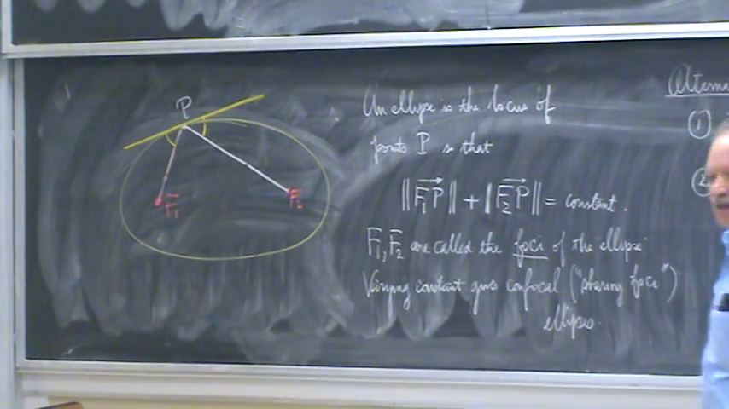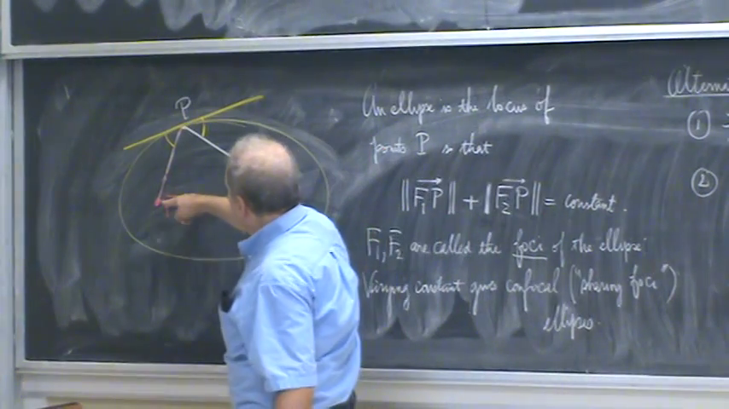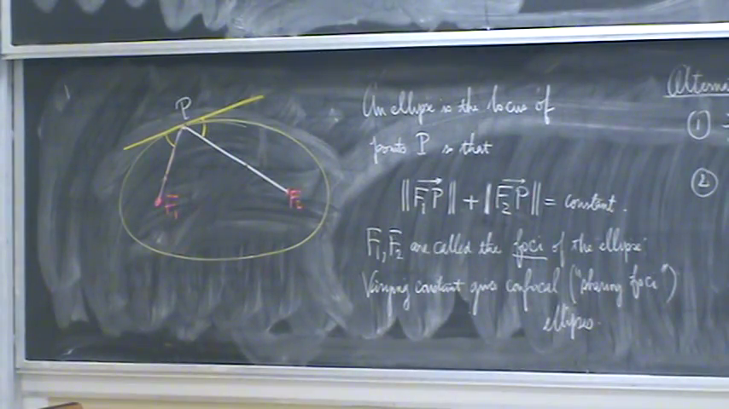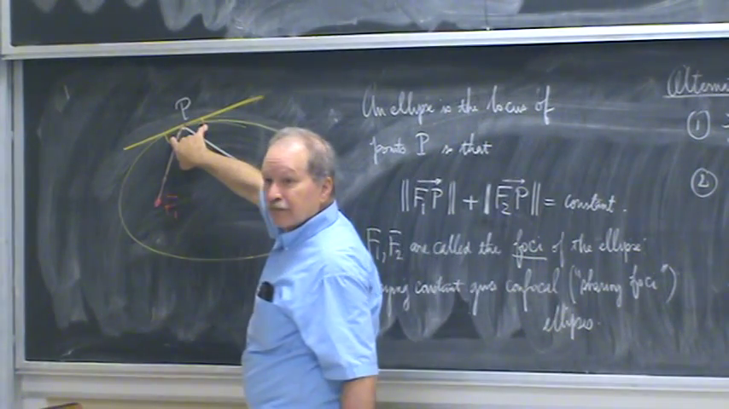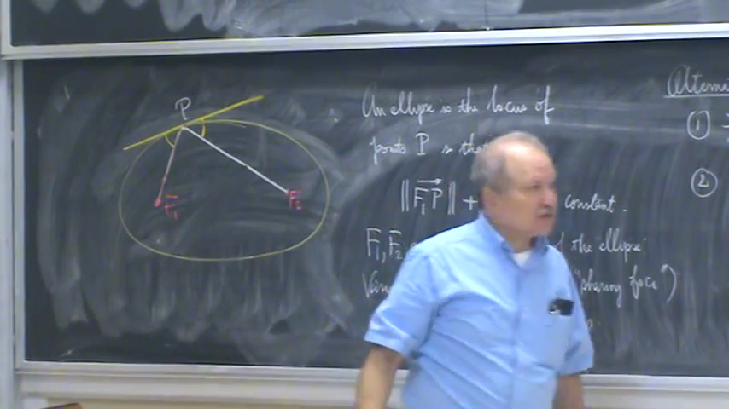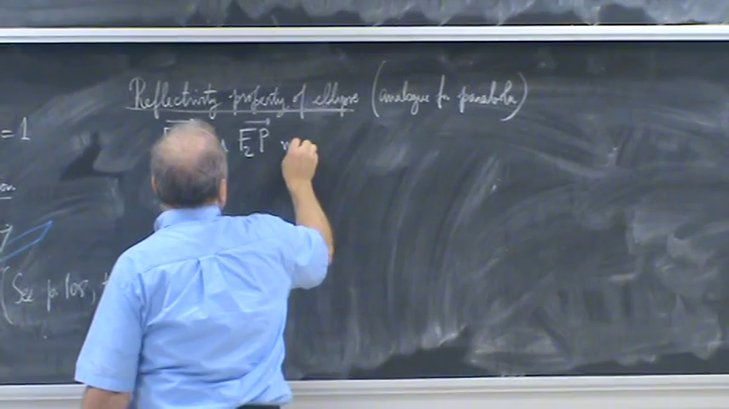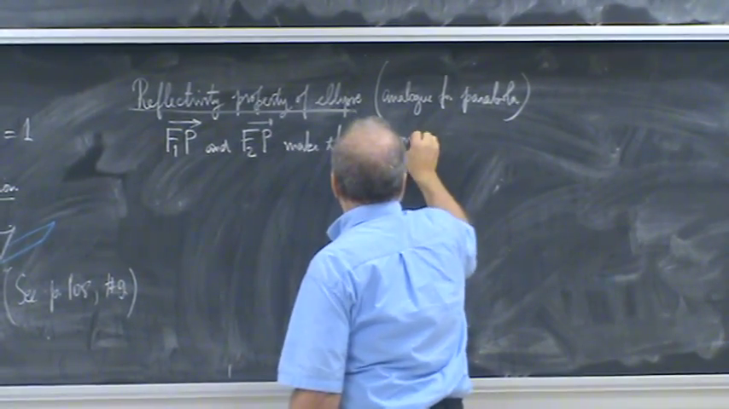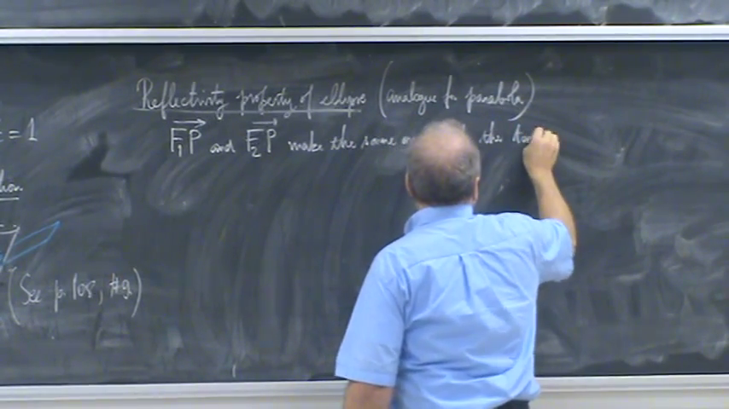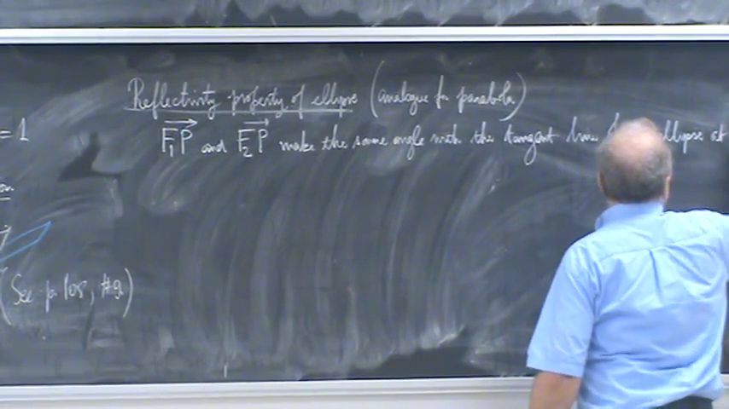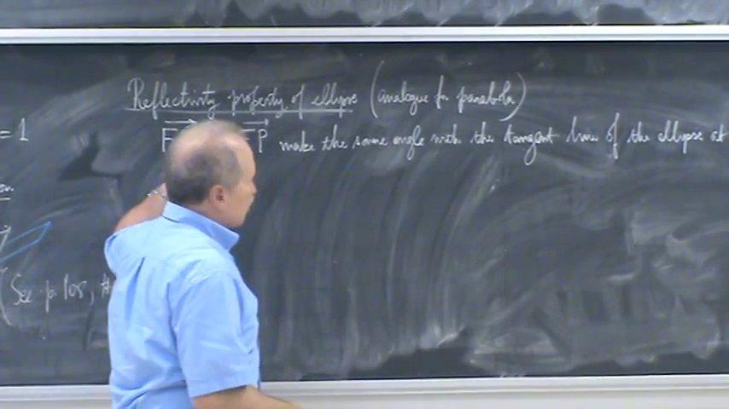So how do we translate that physics into math terms? What are we saying about the vector from F1 to P and the vector from F2 to P? What does it mean to say these angles are the same? So the vector from each focus to the point, the two vectors make the same angle with the tangent line. Close, but not quite, Alex. Okay, so this is the property that we're going to try to prove.